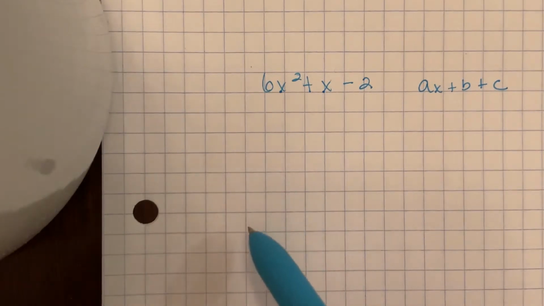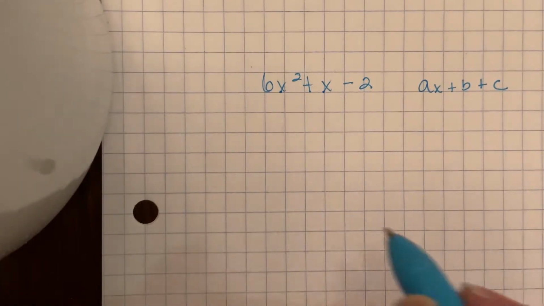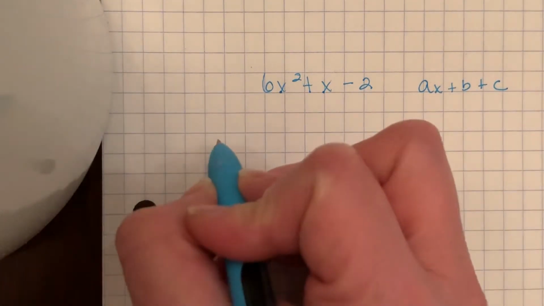And before, we've always done trial and error. It's the way that the book shows to do it. It's the way that I learned to do it when I was younger. But there is another method that I want to share with you, and it's actually a very neat method. It's called the AC method.